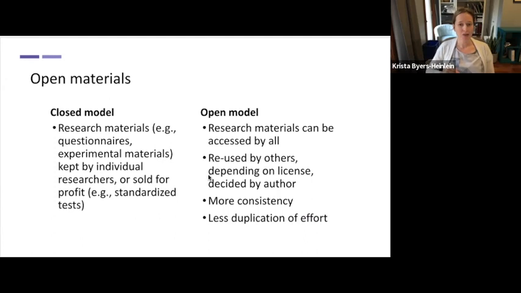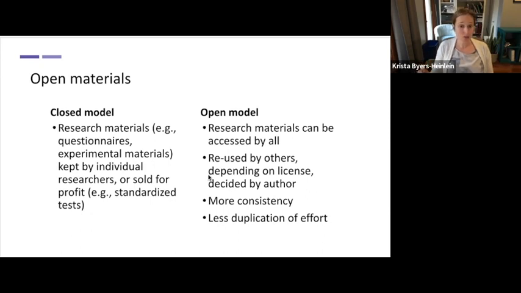So let's contrast the closed model to the open model when it comes to research materials. By research materials, I mean things like questionnaires, experimental materials, stimuli. In my research, we make recordings of sentences that we play to babies, we create images that we show them, all these kinds of things. Under the closed model, these are typically created by individual researchers and kept by them. So I would keep those on my lab server. Maybe I would share them with people in my research group. People could email me and ask me for them. Maybe if I wanted to share them, I would, but they're not generally widely available under the closed model.